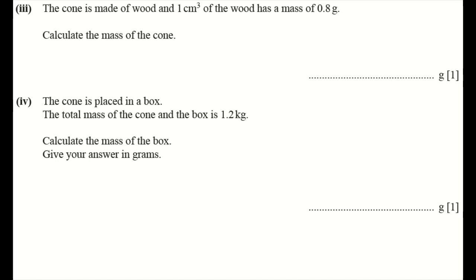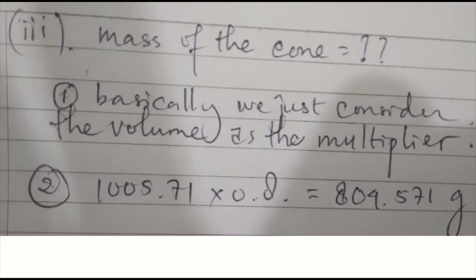And now we move to how to find the mass of the cone. It was said that the cone is made of wood, and 1 centimeter cubed of the wood has a mass of 0.8 gram. Calculate the mass of the cone. So basically we just need to consider the volume as the multiplier. So what we should do is 1005.71 times 0.8. So we've got 804.571 grams as the result for part three.